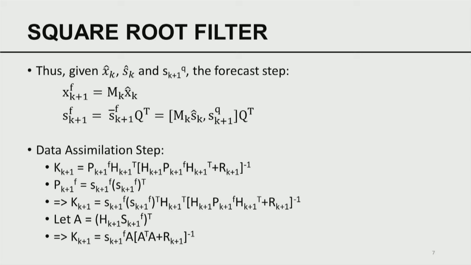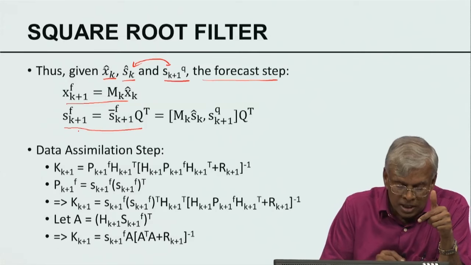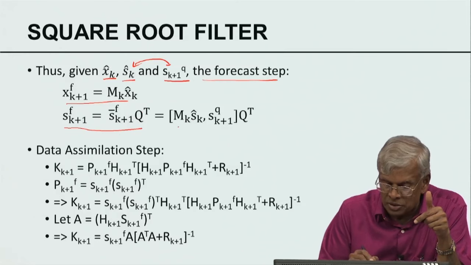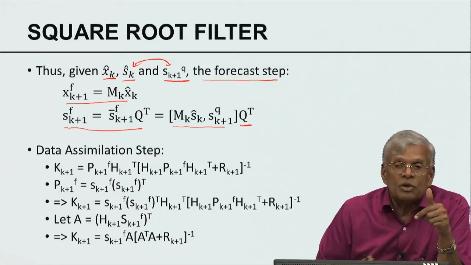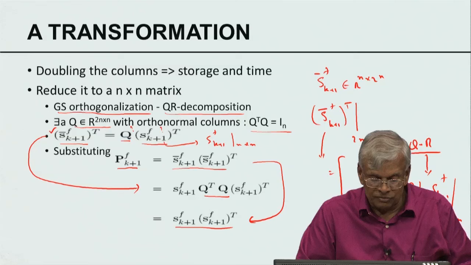rewriting the filter in terms of square root matrices, given now X k bar, X k hat, S k hat, S k plus 1 Q. These are the two square roots of the analysis and the model noise. I am going to now consider the forecast. Instead of updating the forecast covariance, I am going to update the square root of the forecast covariance. The square root of the forecast covariance is related to the analysis, and we have already broken them down. Therefore, X k plus 1 F is equal to X k plus 1 bar Q transpose, that is given by this times that, and this product is going to give us the required Cholesky decomposition as we have seen in the previous slide.